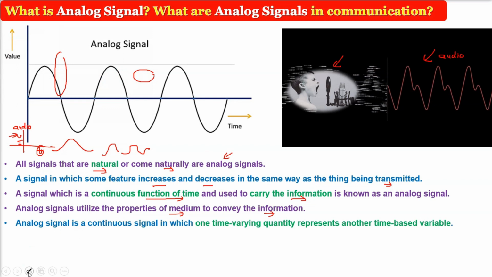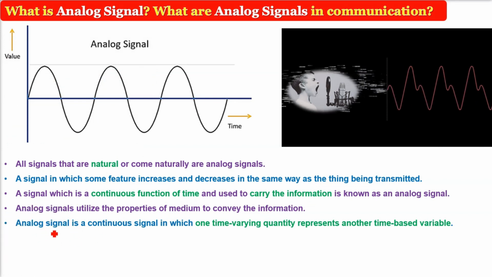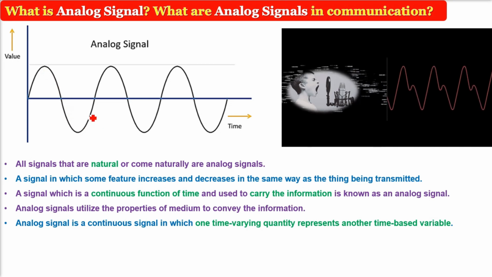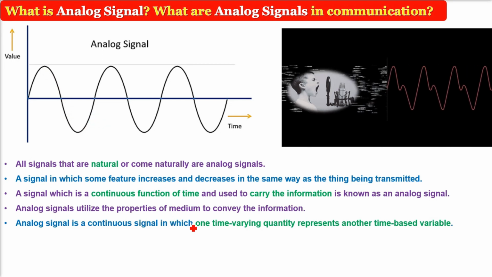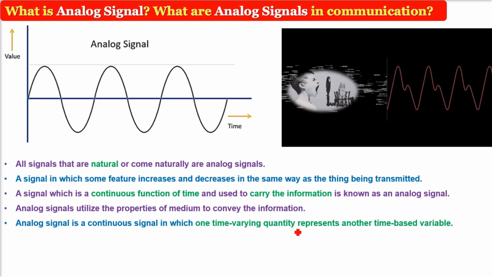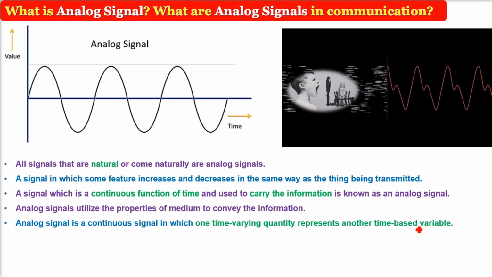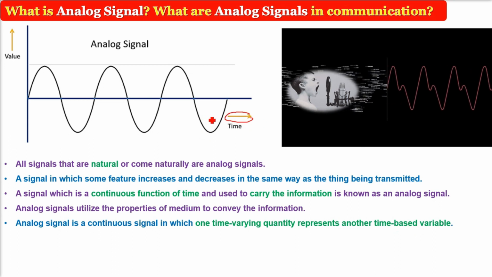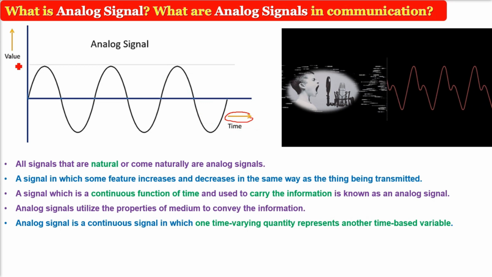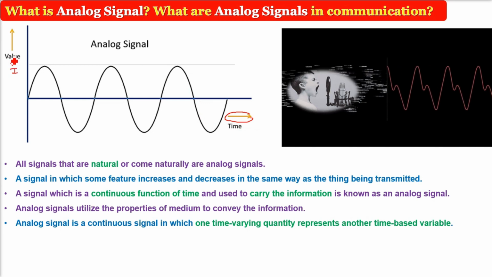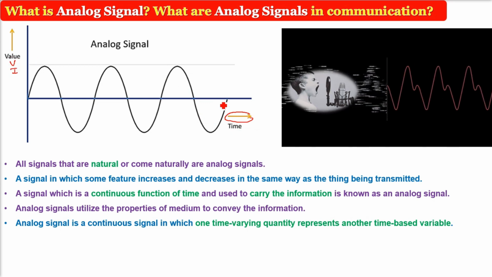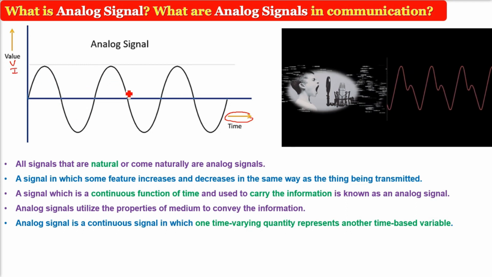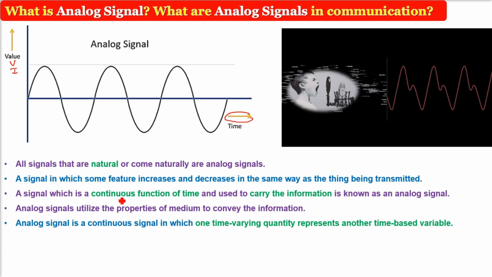This is an analog signal. An analog signal is a continuous signal. Now this is continuous. There is no breakage. So you will get at every x some value of y. So one time varying quantity represents another time based variable. Here the time is on the x-axis, and on the y-axis you have voltage or a current or anything. It can be any value. So an analog signal is continuous, and one time varying quantity represents another time based variable.